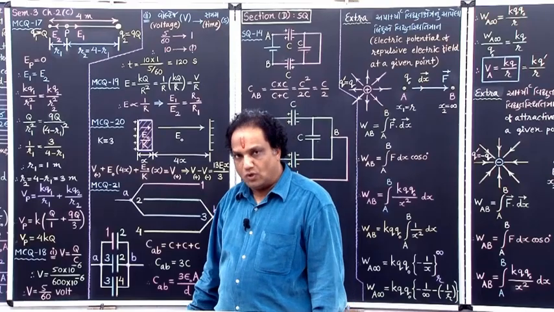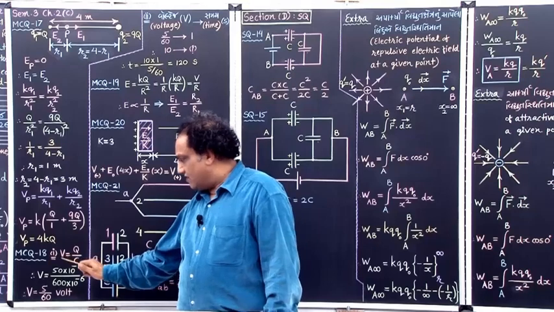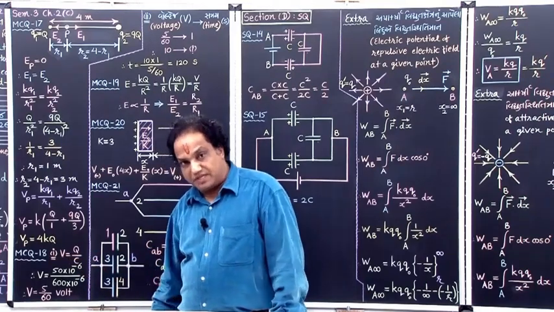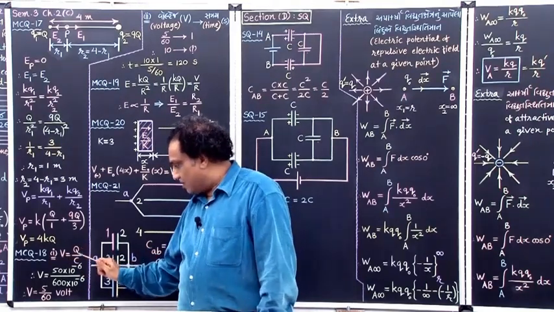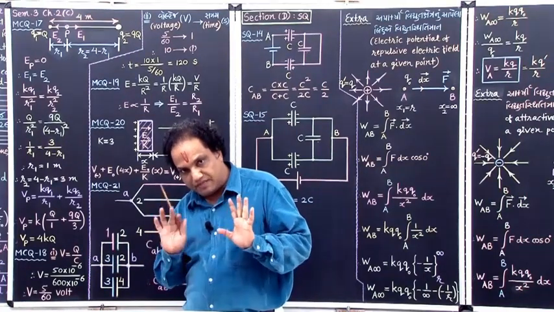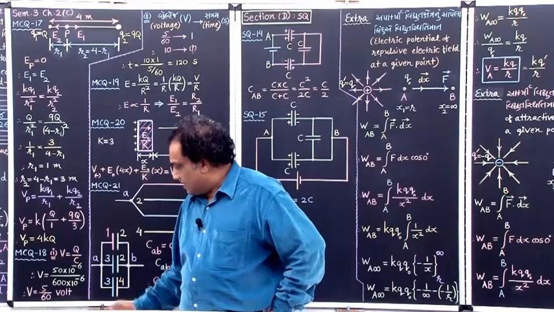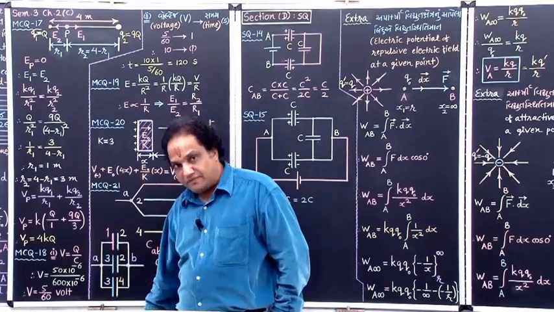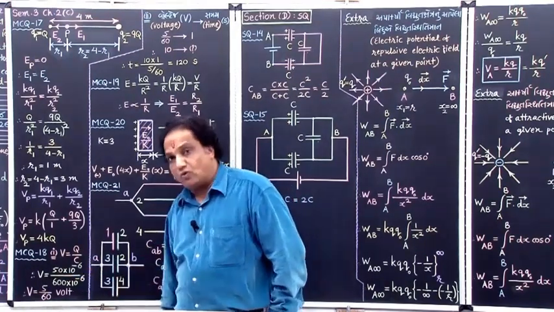Have you read it? Look. Potential difference across a charged capacitor is charge upon capacitance. V equals Q by C by formula. Now this charge they have given is 50 microcoulomb.